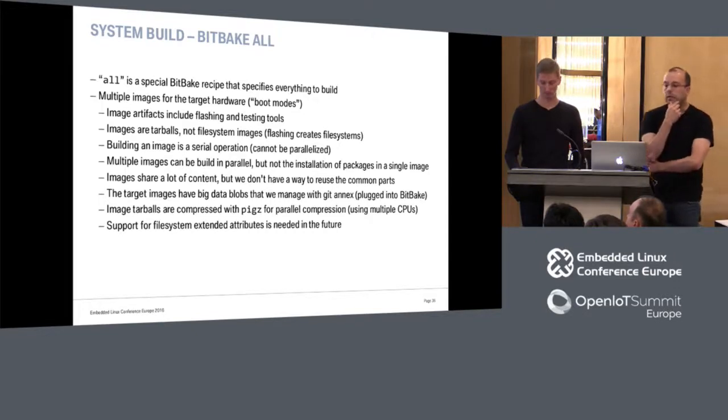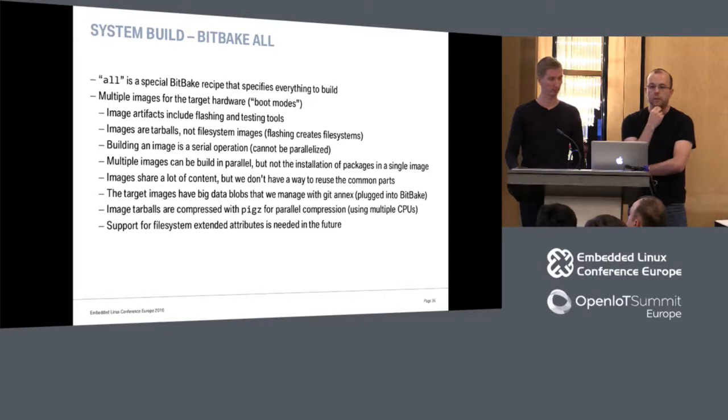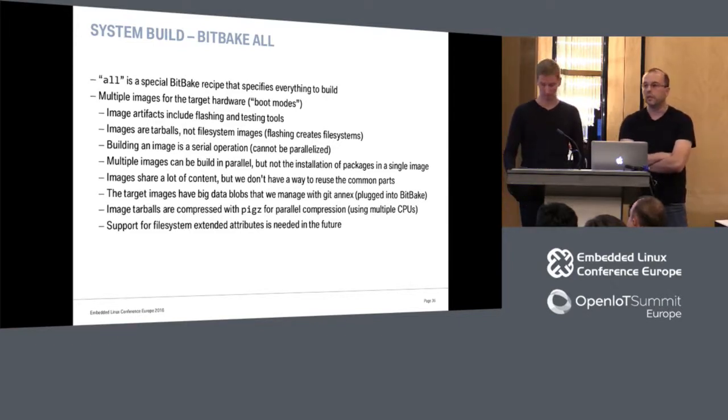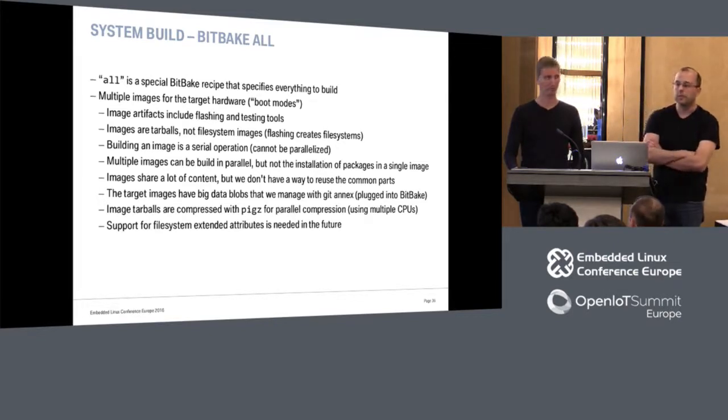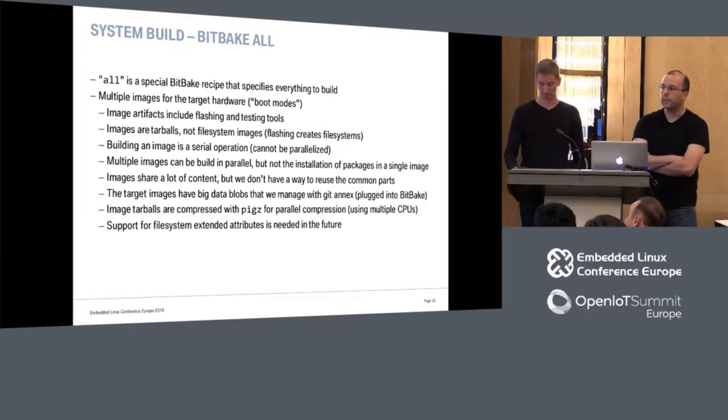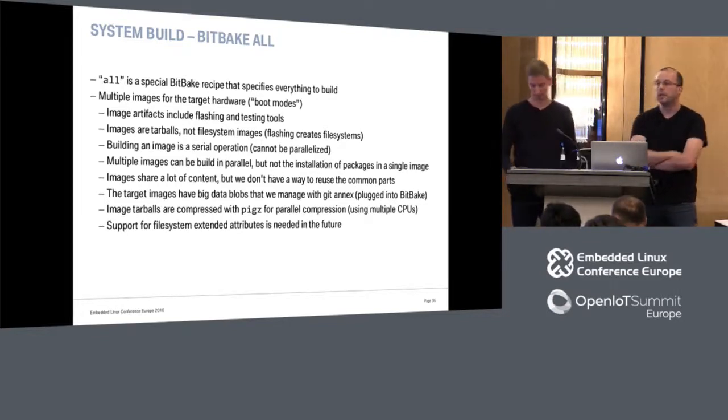So we have a single special recipe that we use to build everything. In this recipe, we have dependencies on other recipes that create about 9 images. These images include the flashing and testing tools. And we have some performance issues with the build of images because the generation of images cannot be really parallelized, because the package manager, which is used to build up the image, is sequential. We cannot install packages in parallel. Although we have 9 images and can build them in parallel, each image cannot be parallelized.